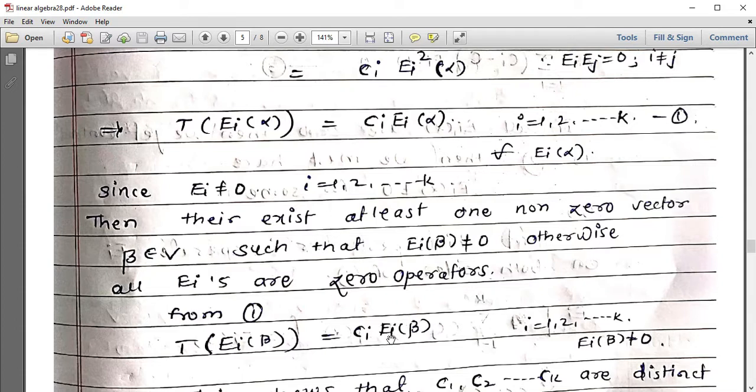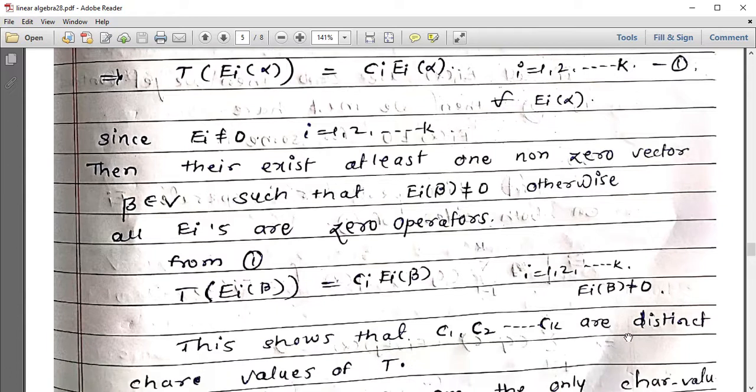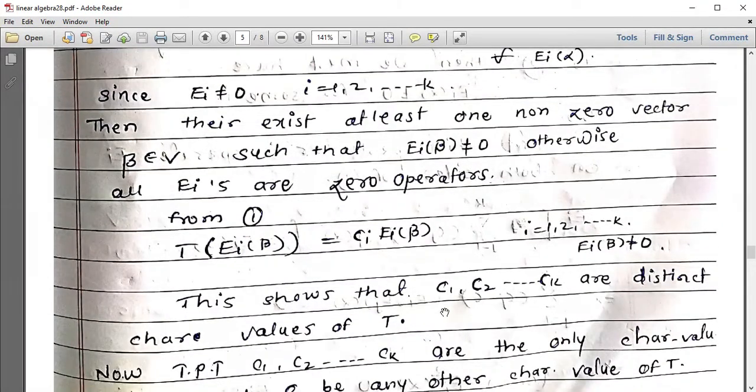This is the eigenvector, this is the eigenvalue, and alpha is any vector. Any vector belongs to Wi. Why Wi? Because Wi is the range of Ei, for i equal to 1 up to k, and Ei of beta is not equal to 0. Why? Because any characteristic vector is a non-zero vector. This shows that C1, C2 up to Ck are distinct characteristic values of T.